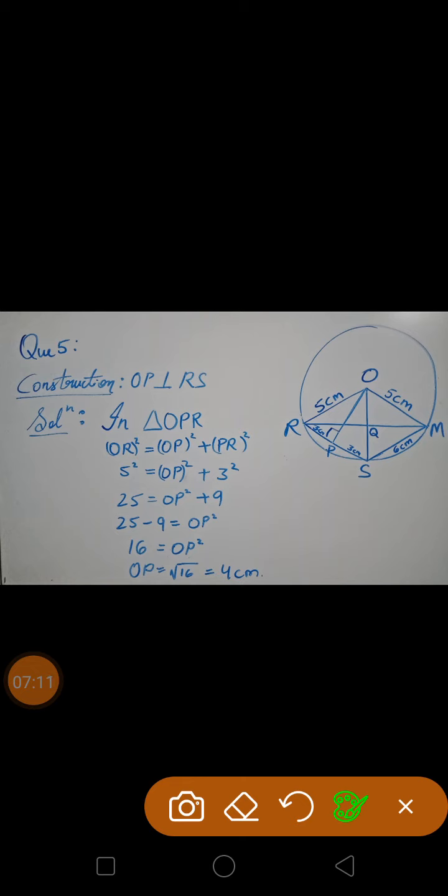Now OR is given, it is the radius 5, so we are writing 5. In place of OP we don't know, we are going to find it, so write OP as it is. Now in place of PR we have 3 meter, so write 3 here. Then 5 squared will be 25, 3 squared will be 9, transpose 9 to the left hand side, and 25 minus 9 will be 16. We have got that OP squared is 16.